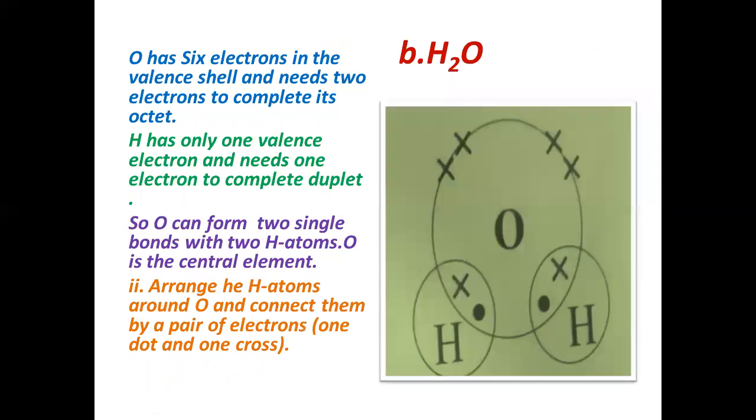And the electron dot and cross structure in the water molecule. In this case, you can see oxygen is the central atom. It has 6 electrons in the outermost shell. It will share 2 electrons with the 2 hydrogen atoms, and in turn the oxygen atom will form 2 single covalent bonds.